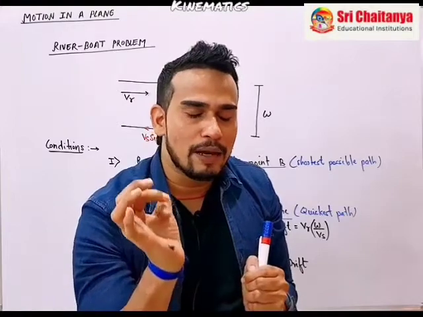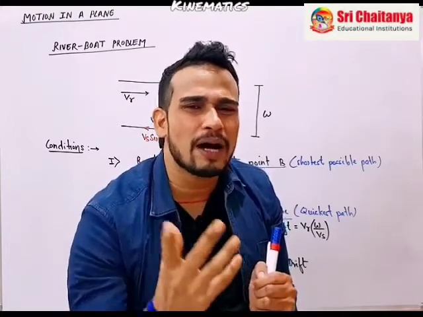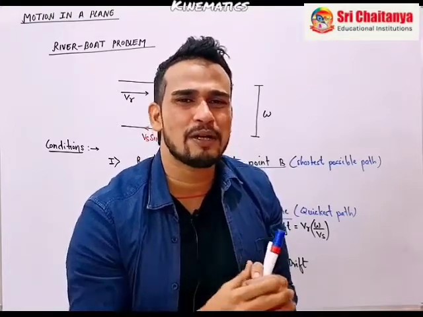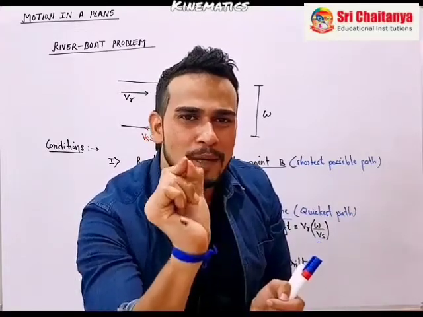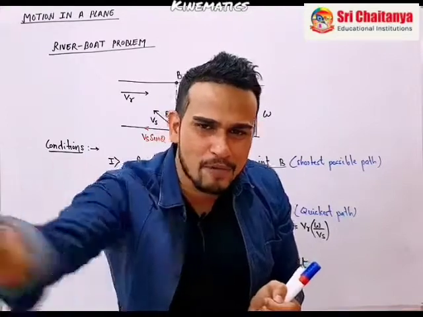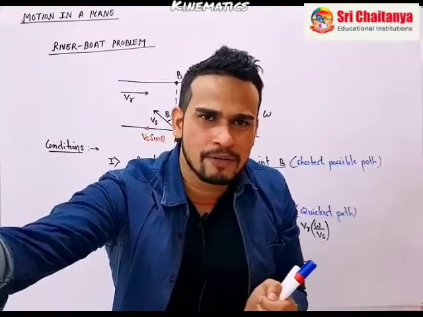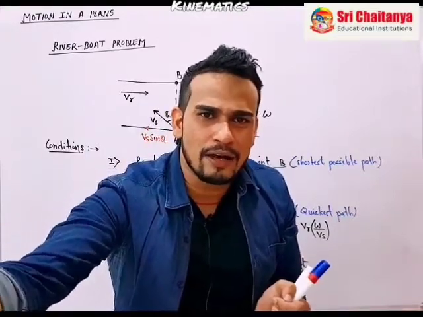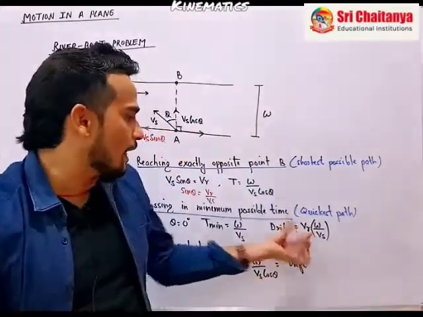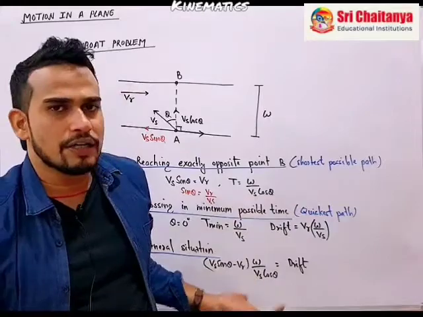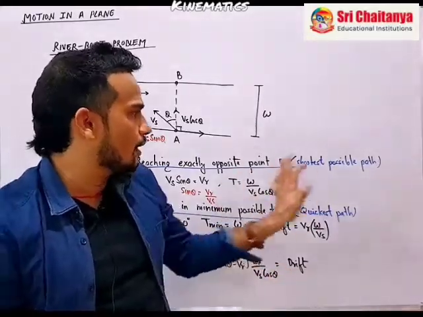Someone is saying, sir, the swimmer has to cross the river in the quickest path. Quickest path means minimum possible time. So for that, cos theta should be 1. So minimum time will become W upon Vs. But during that time, due to the river, he will drift. How much will he drift? Vr into how much time? W upon Vs. So that is the drift in that situation. And the third situation is a general situation which we can use.